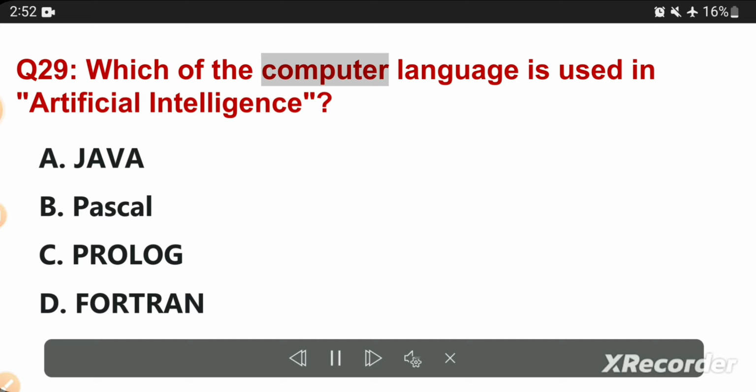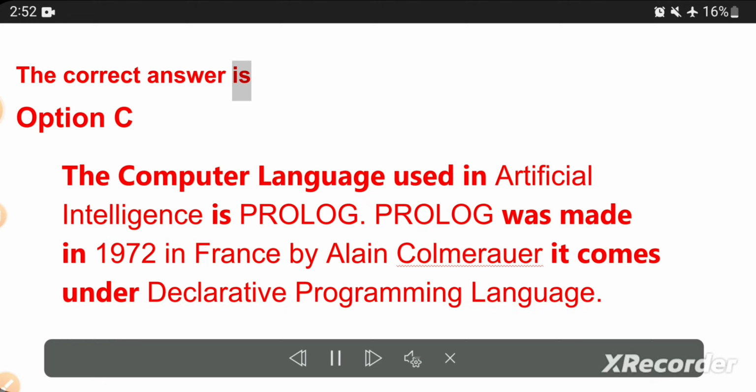Q29. Which of the computer languages is used in artificial intelligence? Java, Pascal, Prolog, Fortran. The correct answer is option C. The computer language used in artificial intelligence is Prolog. Prolog was made in 1972 in France by Alain Colmerauer. It comes under declarative programming language.